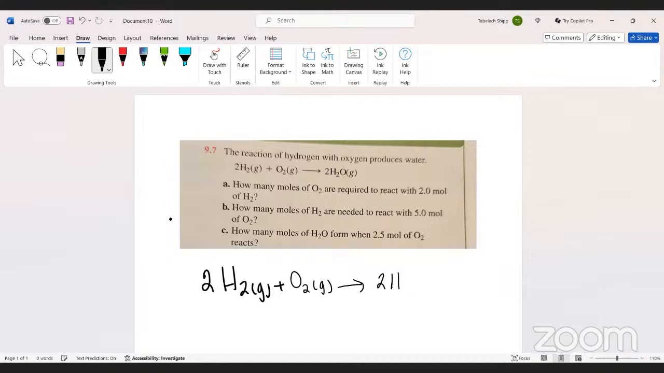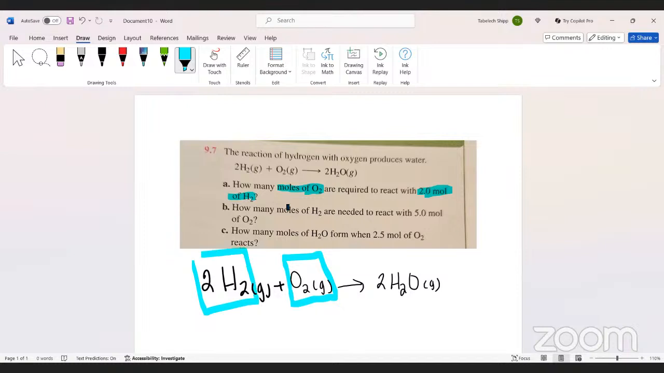Now, whenever it comes to dimensional analysis, you want to make sure that you can tell what's given in the problem and what's required. In this problem, they want to know how many moles of oxygen are required to react with 2.0 moles of hydrogen. So what you are going to focus on are the moles of oxygen and hydrogen. They did not say anything about water, so you ignore H2O.